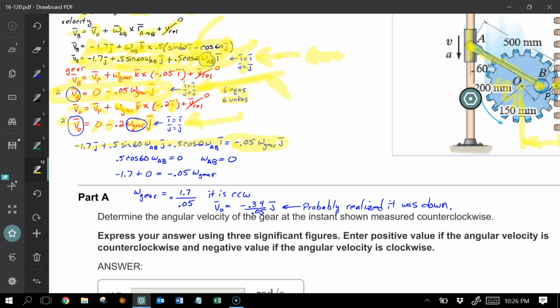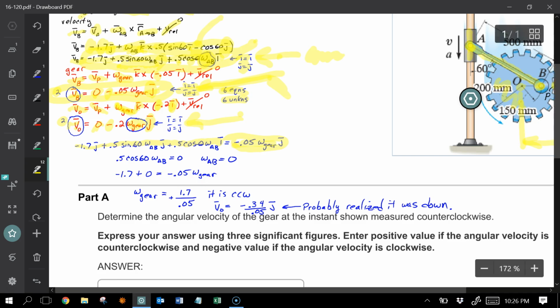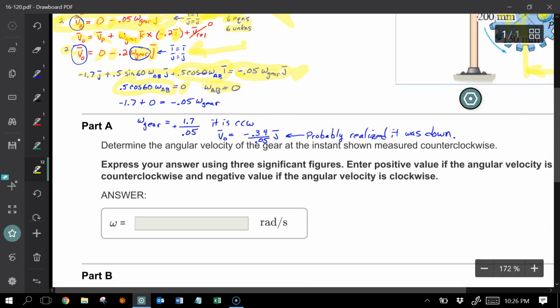Okay, so now you pull off all of the i's and the j's. So over here, I'm pulling off the i's. So there's an i term right here, 0.5 cosine omega AB. And there are no i terms over here, so it's equal to 0. So omega AB is equal to 0. Bam. Maybe you knew that, maybe you didn't, but the math will tell you that, okay?